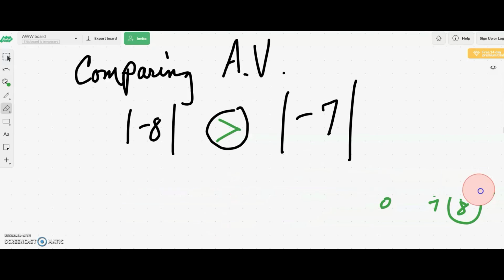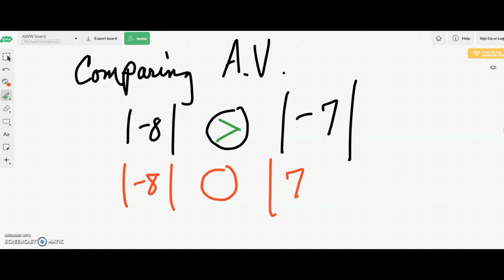I'm going to give you the same numbers, but I'm just going to change the signs here. Let me give you this: the absolute value of -8 and the absolute value of +7. So you have to do the same thing. You have to strip it down. Strip away the signs. What are you left with? 8. What are you left with? Just 7. What's bigger? Remains the same.